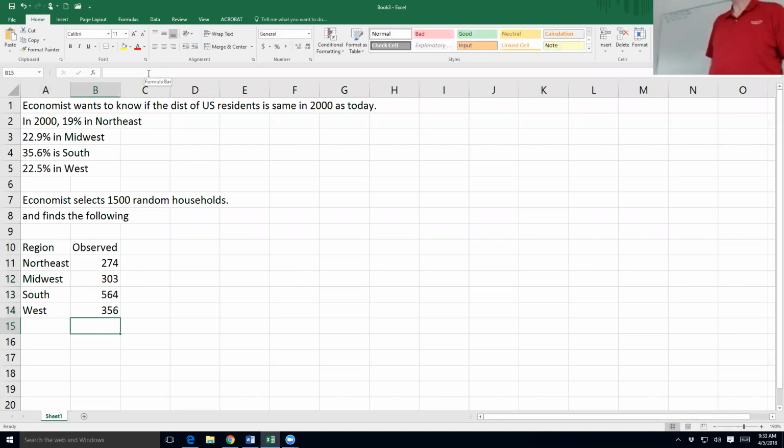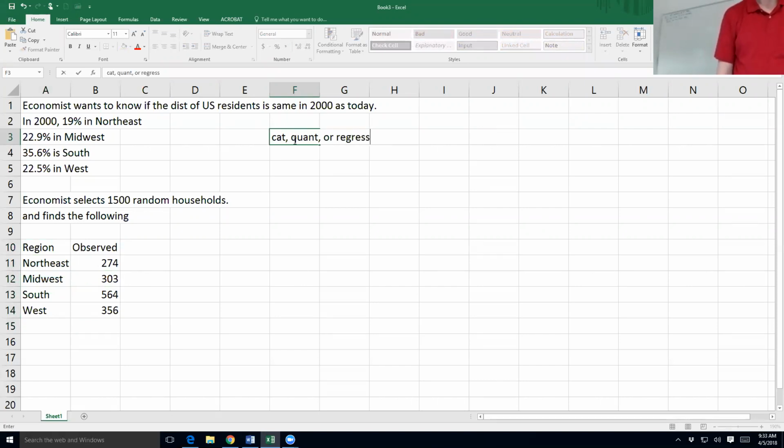All right. So the first question, if this was on a test, that you should ask yourself, is this categorical, quantitative, or regression? It's categorical because we're living in one of the four areas.